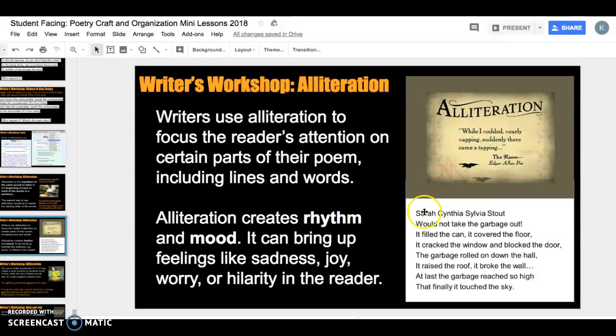And so we're getting into a silly comedic poem, and he's creating that comedic effect, that funny effect, by using that repeating S sound along with the rhyme. It makes it a funny way to start this poem about this girl who's just not taking the garbage out. It's filling the can, covering the floor, rolling down the hall. So there's lots of different reasons we might use alliteration, but it really should contribute to the mood and the rhythm of the poem.